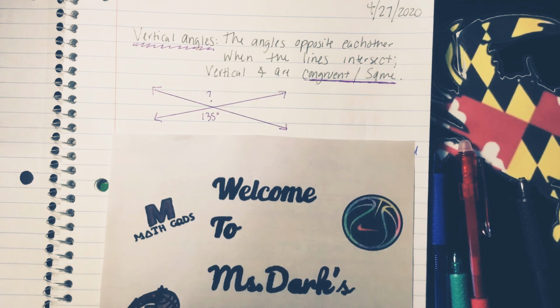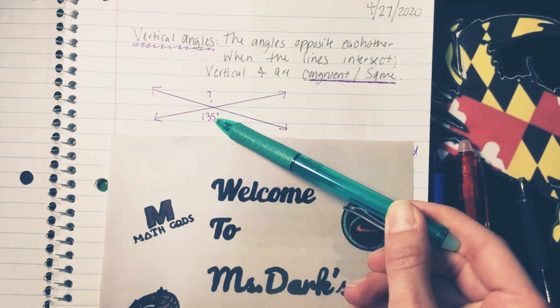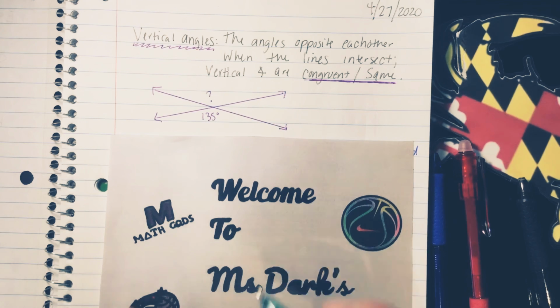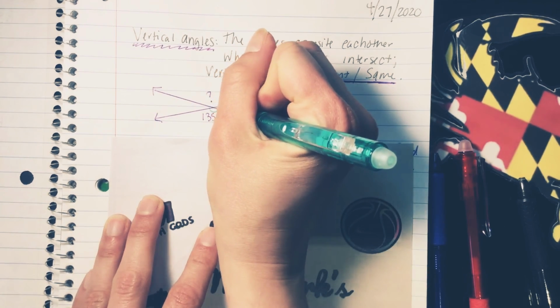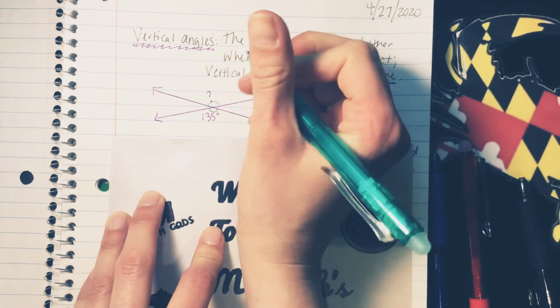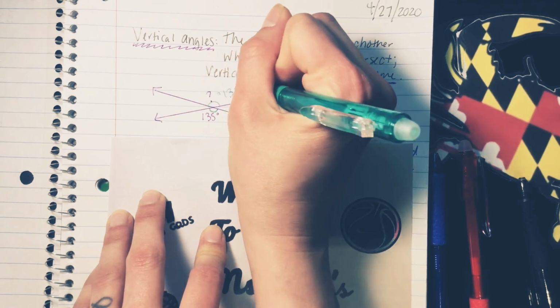We talked about it a little bit last week. See if you remember. That question mark would be 135 degrees, because what's across from it is 135 degrees. Since these two are vertical, it means they are the same. And sometimes you see them indicated like this. If they're the same, they have that same line, just one line. And so that equals 135 degrees.